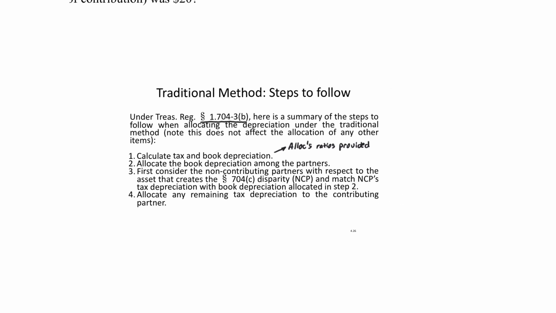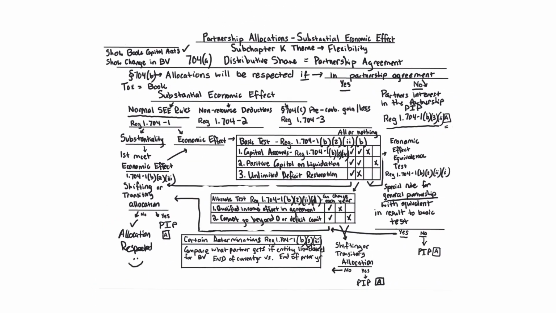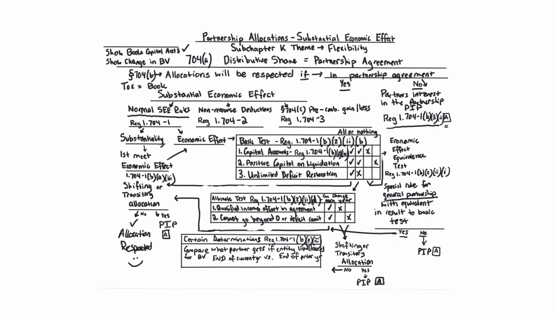And the reason why we do that is, in another video, I showed you substantial economic effect. Start with section 704, distributive share, right? That's how you allocate items. The question is, will that be respected? If it's in the partnership agreement, it will be, but you also have to have substantial economic effect. Then we talked about how substantial economic effect is broken into 3 parts in the 704 regs. There's the normal substantial economic effect rules in Reg 1.704-1. There's the non-recourse deduction rules, and then there's the 704(c) pre-contribution gain or loss rules.